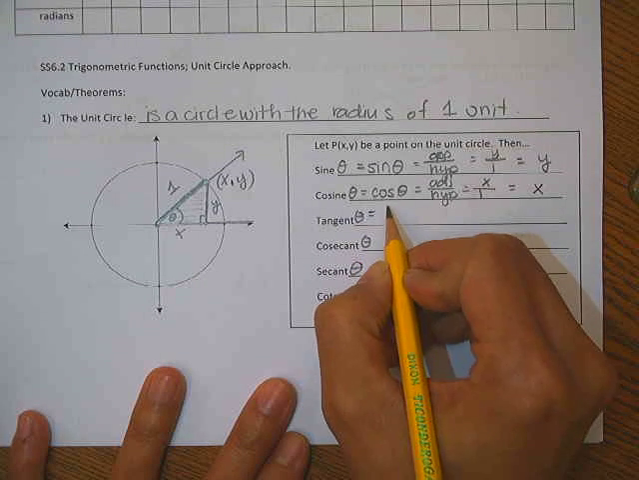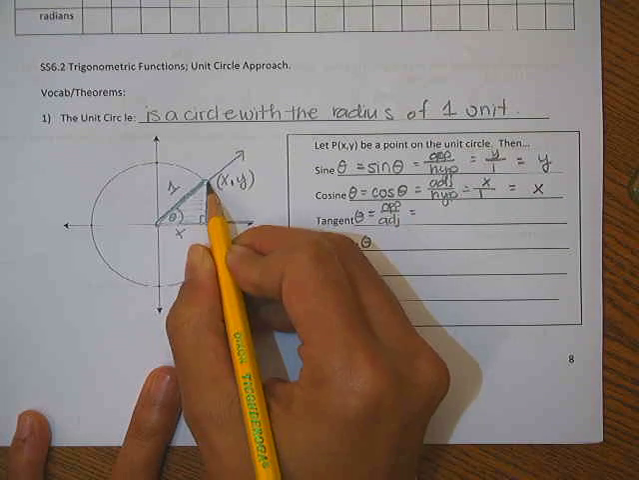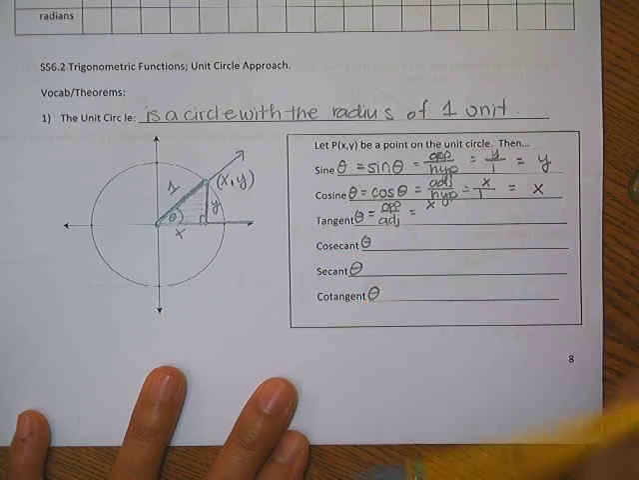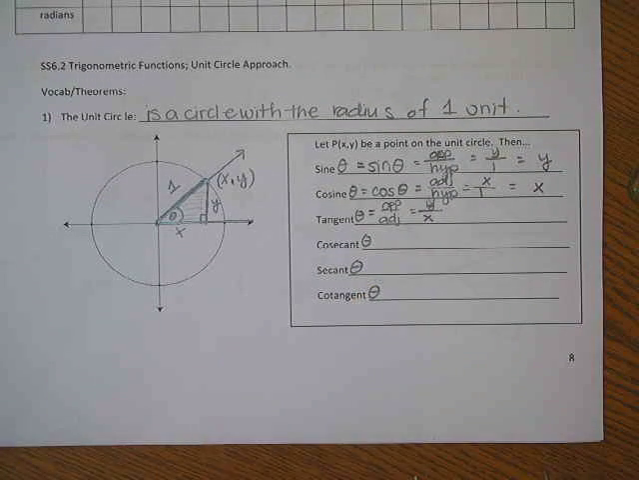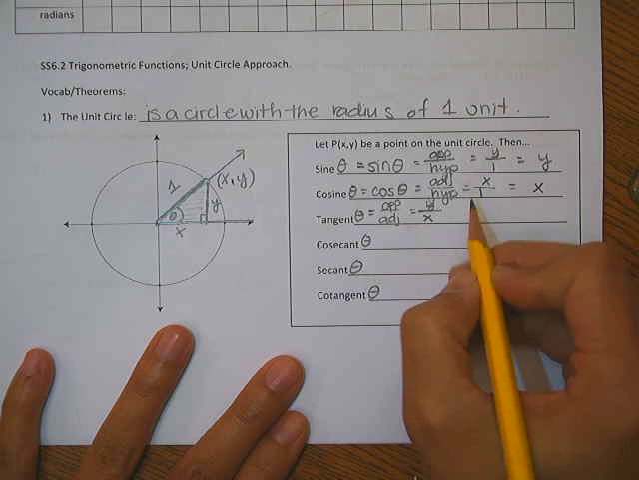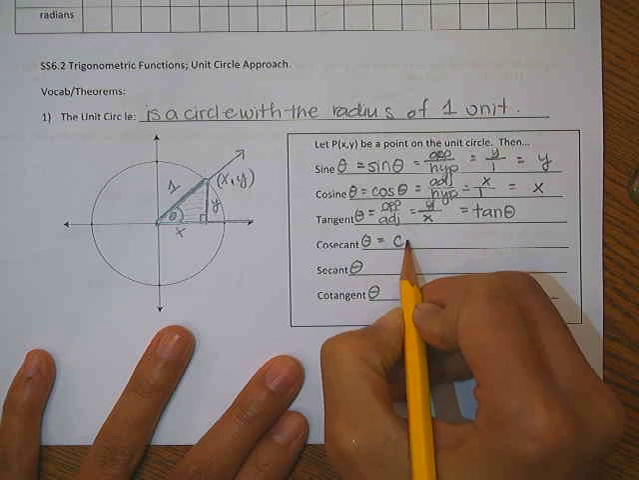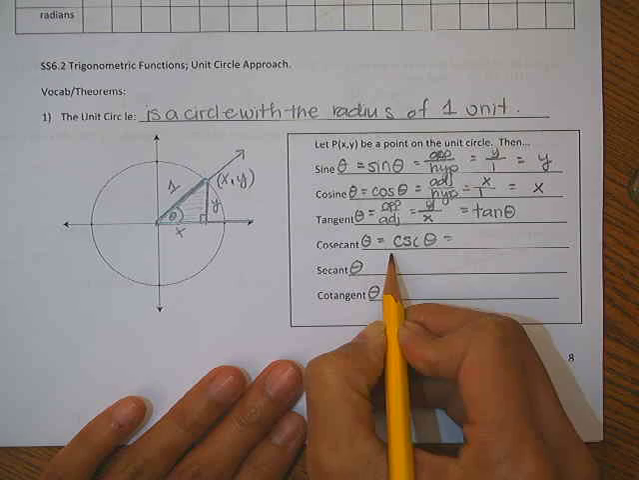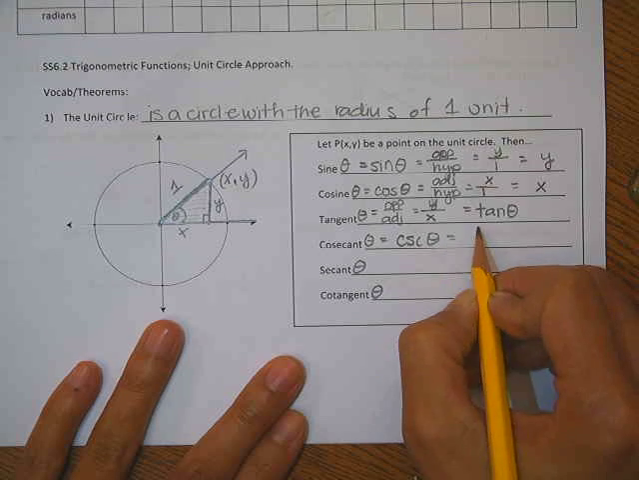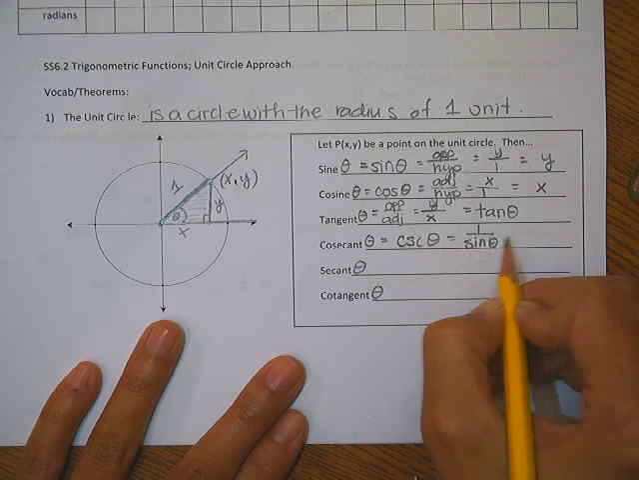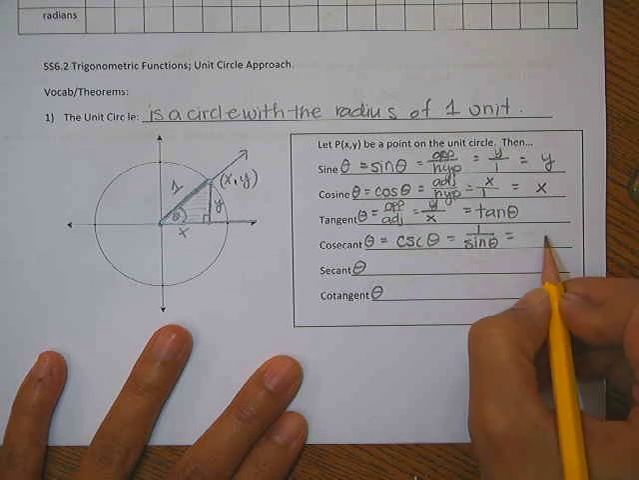Tangent, remember SOHCAHTOA, so it's going to be opposite over adjacent. Opposite is y, adjacent is x. Oops, I just wrote x. It's supposed to be y over x. By the way, abbreviation of tangent is tan of theta, okay? Cosecant abbreviation is csc, which is pronounced cosecant. Cosecant of theta is going to be the reciprocal of sine of theta. And if sine is y over 1, then cosecant is 1 over y.